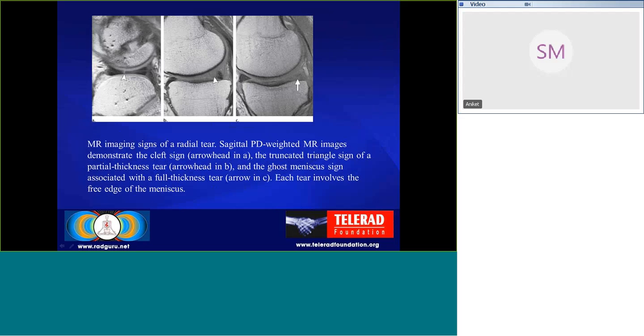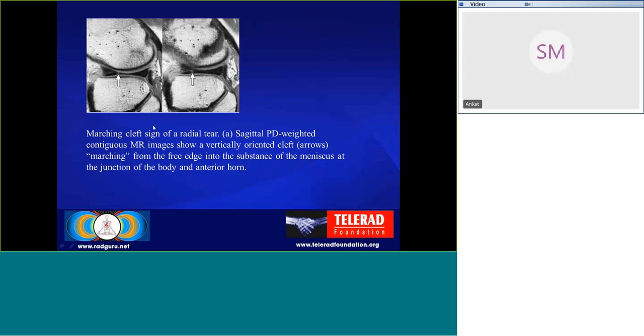So the MR imaging signs on sagittal PD weighted images: we can see a cleft, the truncated appearance of a partial thickness radial tear, or complete absence of the meniscus. You can see a cleft here, a truncated appearance, or a ghost meniscus sign, which is called where there is a full thickness radial tear involving the free edge of the meniscus. These all three signs suggest a radial tear.